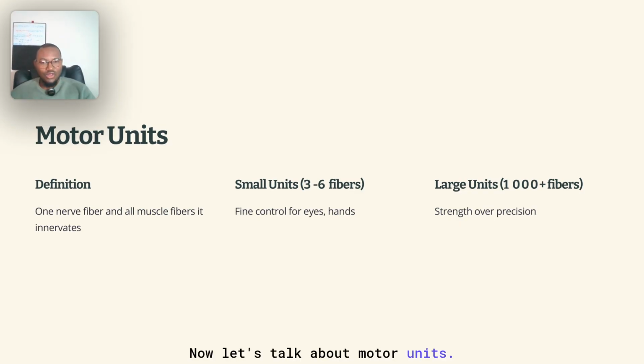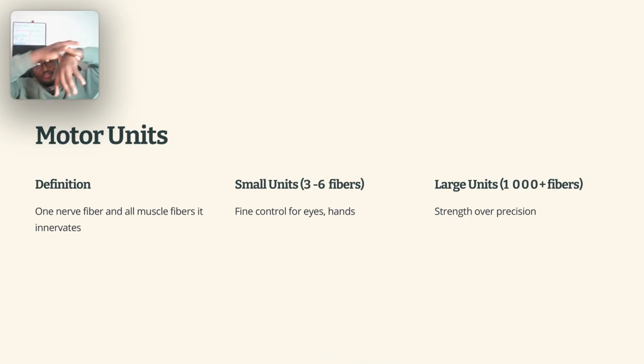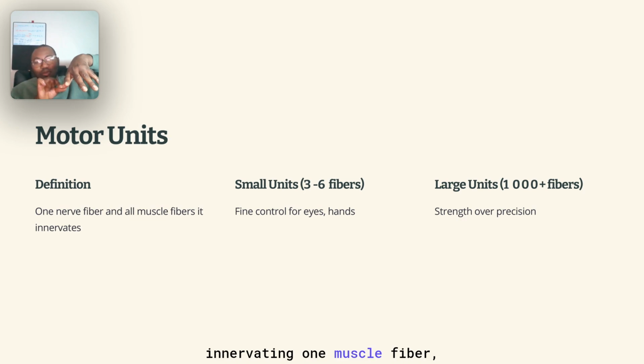Now let's talk about motor units. Sometimes this is one nerve, right? The nerve has dendrites. This is the terminal part of the nerve, just one nerve, right? So this one is innervating one muscle fiber. This another muscle fiber. This another muscle fiber.